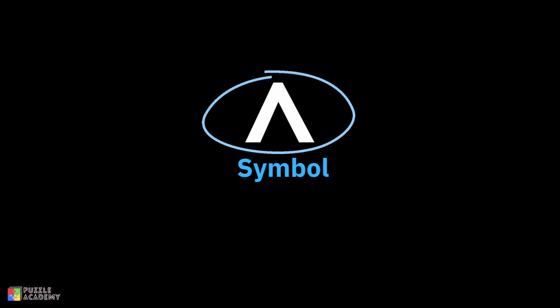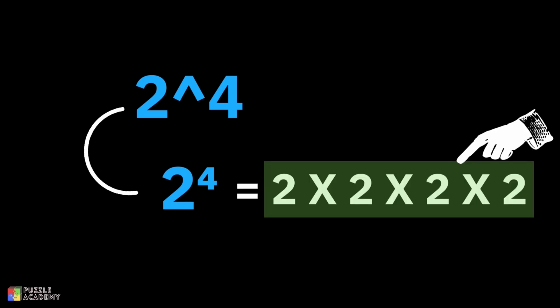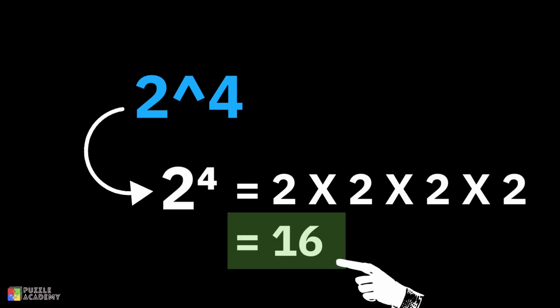Sometimes people use this symbol above the 6 on their keyboard as it is easy to type. Just like in this symbol, 2 raised to 4 is the same as this symbol. So also that is 2 times 2 times 2 times 2, and that is equivalent to 16.